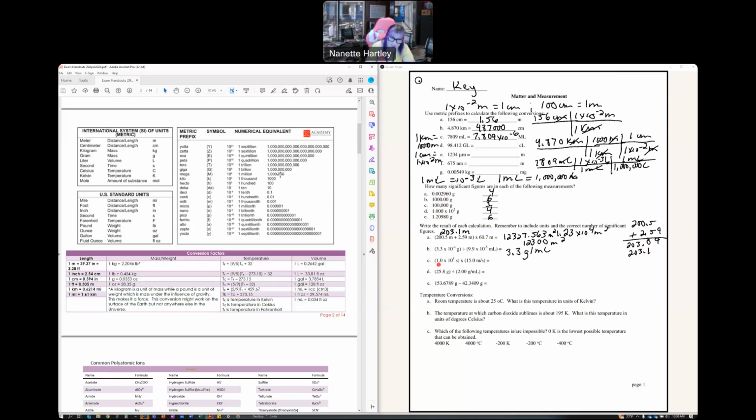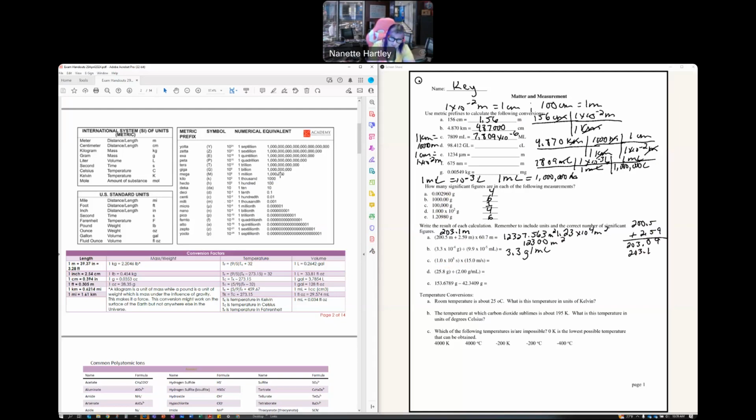I have my 1.0 times 10 to the 5th times 15.0. Now I'm going to do that math. 1.0 EE 5 times 15.0. And I get 1.5 e to the 6th. And the question becomes, how many decimal places should that be?